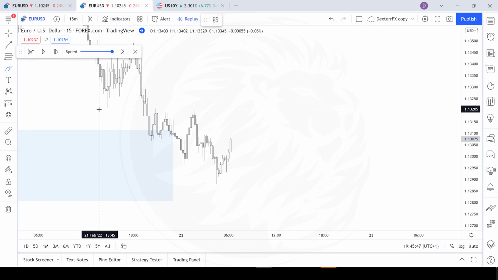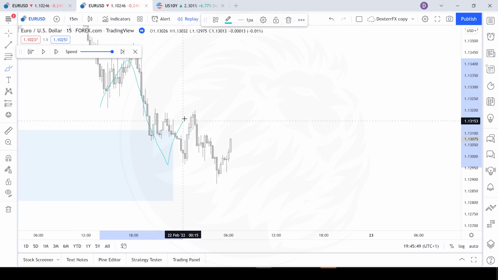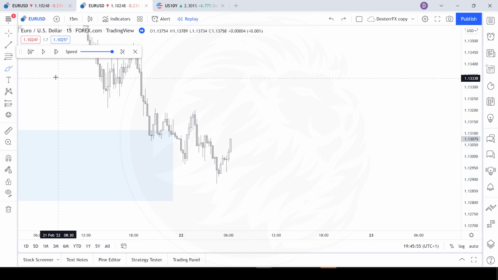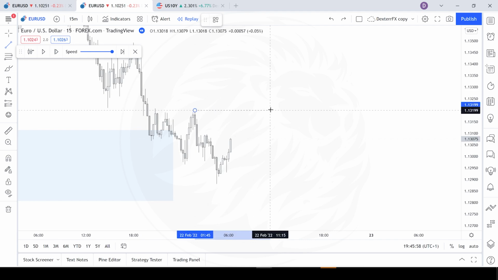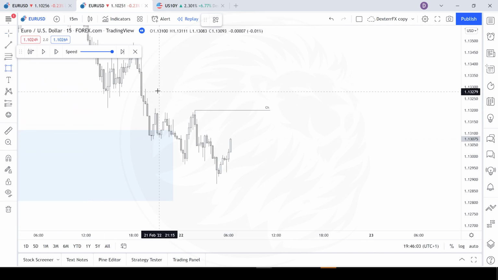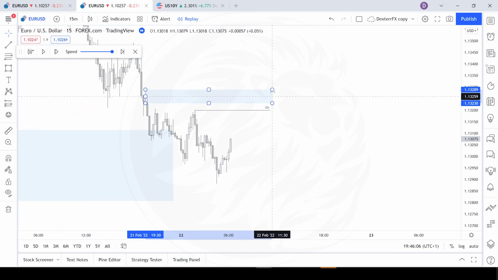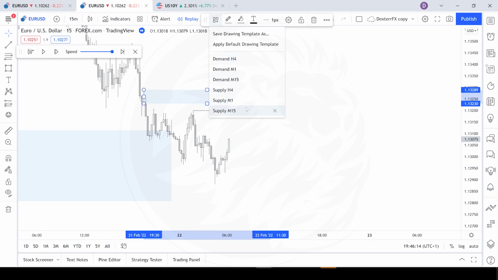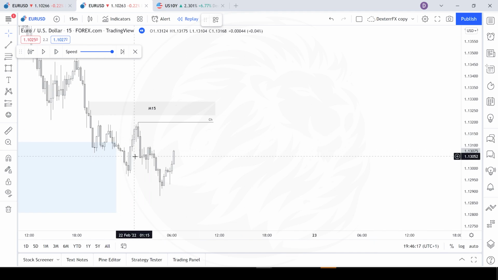So here my structure is something like that. So my change of character will be at this level. And also I have to be careful, because as you can see here, I have a supply just above my change of character, and it will be just liquidity for this supply. So what you can see in those cases, you can take your touch if you want, but you know that you can have less probabilities, so you can wait for this supply to flip and take the flip zone.